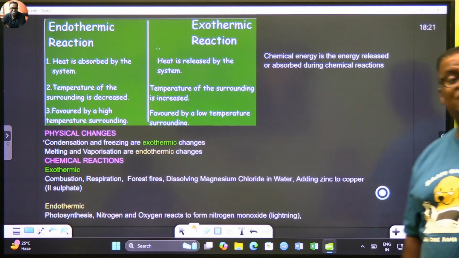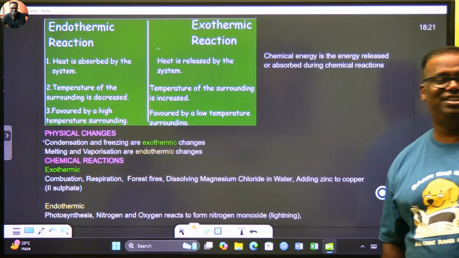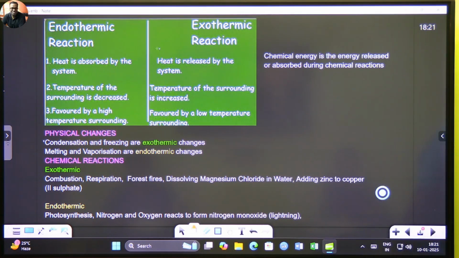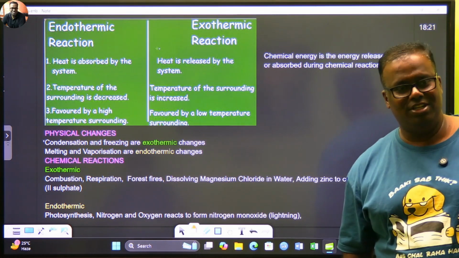Even rusting is exothermic. Rusting is slow combustion. Reaction with oxygen.